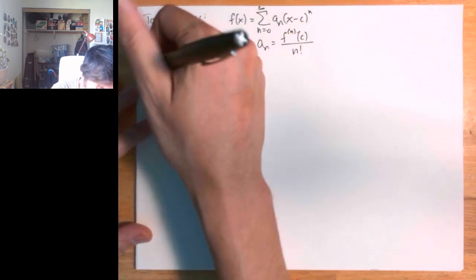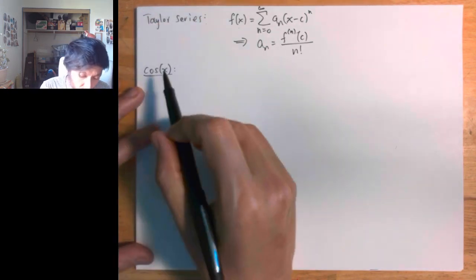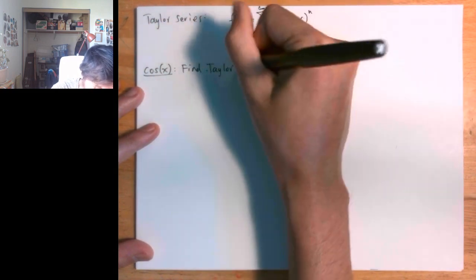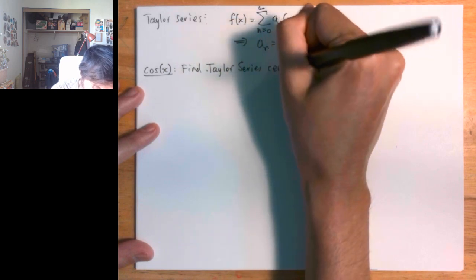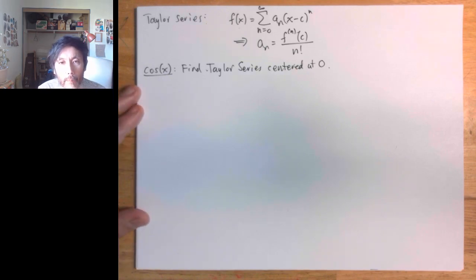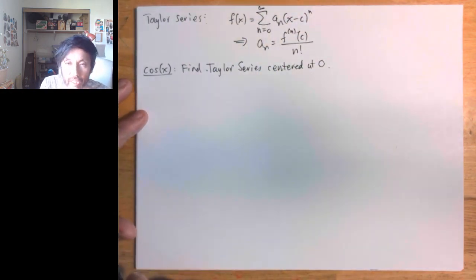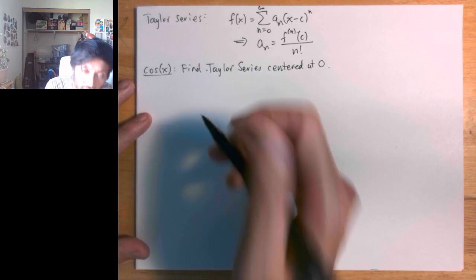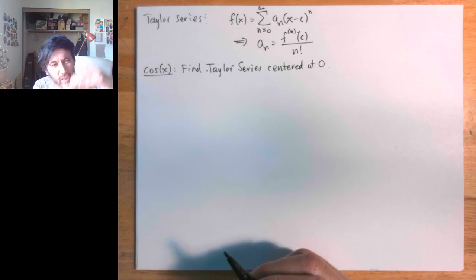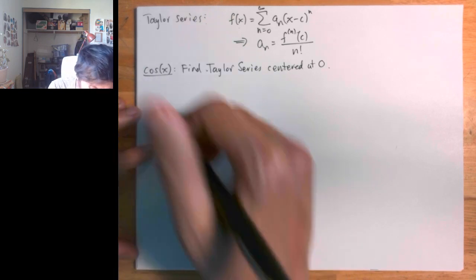So let's talk about cosine of x. Okay, so for cosine of x, let's find the Taylor series centered at 0, also known as the Maclaurin series, okay? So to do this, what we're going to use, of course, is this great information right here, that a sub n is equal to the nth derivative of f, over n factorial. So let's think about what the derivatives of cosine of x are. Perhaps you know that there's sort of a cyclic or periodic quality to the derivatives of cosine of x. Let's see what I mean by that.